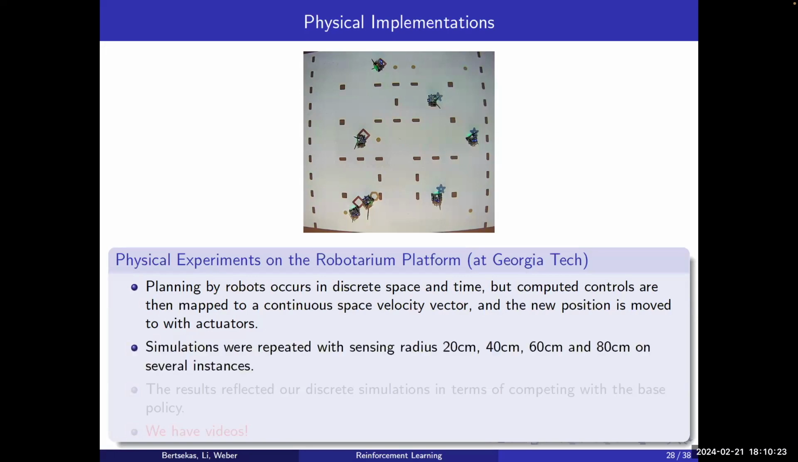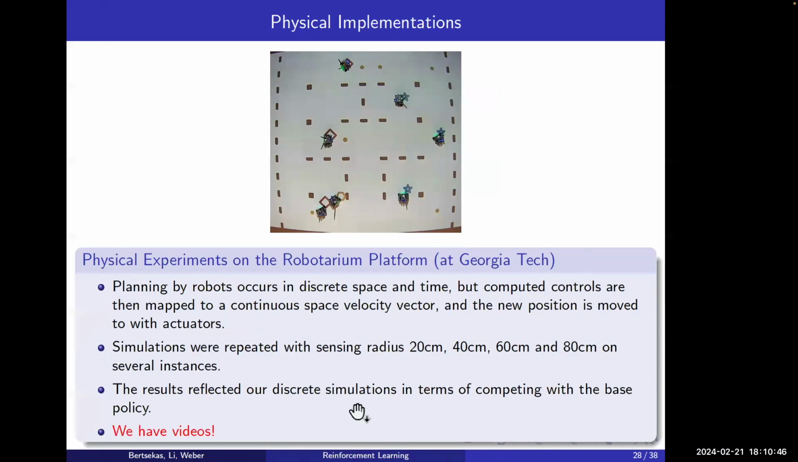The simulations were repeated with these varying sensing radii. So these are real valued numbers now. So we did 20 centimeters, 40 centimeters, 60 and 80. I didn't put it here, but we also did infinite just to see how much of a difference it would make. And the results reflected our discrete simulations in terms of competing with the base policy. So I'll show you a video.